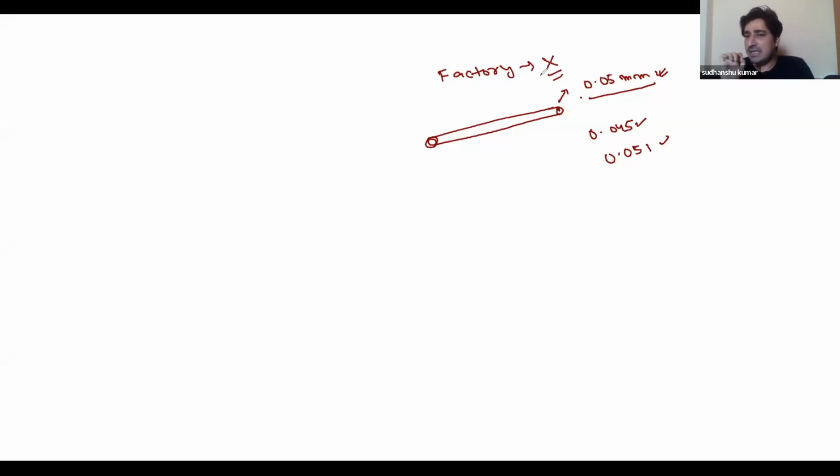Even if in a single straw I find that the radius is not equal to 0.05 millimeter, then I can clearly say that the statement made by this factory is incorrect. To prove it, I have to collect a sufficient amount of sample, and only then will I be able to prove this particular fact. Otherwise there is no chance that I will be able to prove these things.